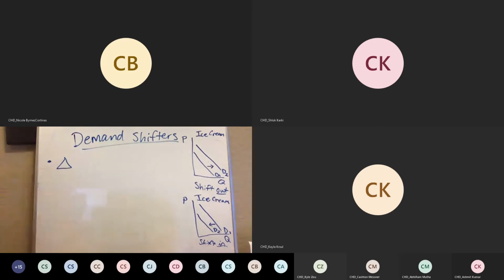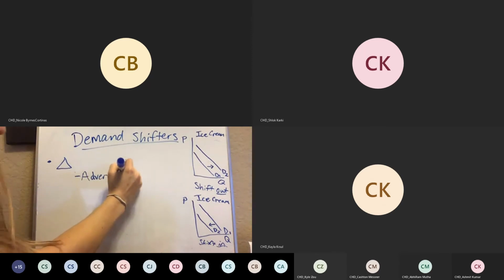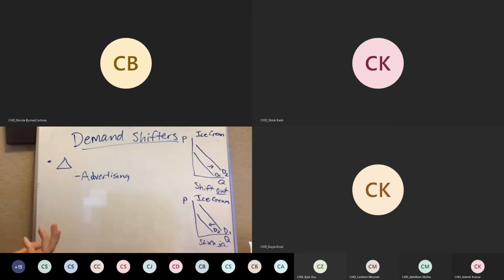So we have advertising. Okay, so leave space for the shifter. Okay, because you guys are probably going to come up with a couple other ones that fit in this category. But underneath this category, we'll have advertising, right? So an effective advertising campaign will make people more excited about the product, which will increase how much they buy. Or an ineffective or controversial advertising campaign could make people less interested in buying the product or decrease demand. Okay, cool. Okay, so then, Nicole, do you want to explain the one you're thinking of?